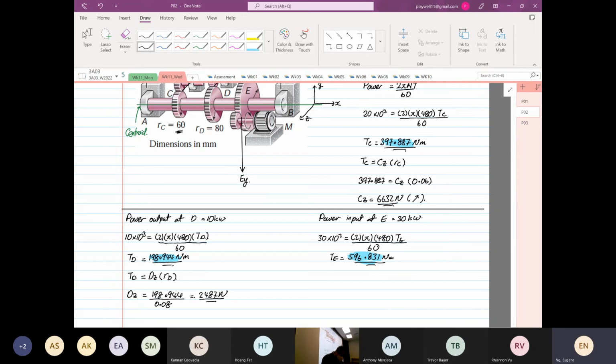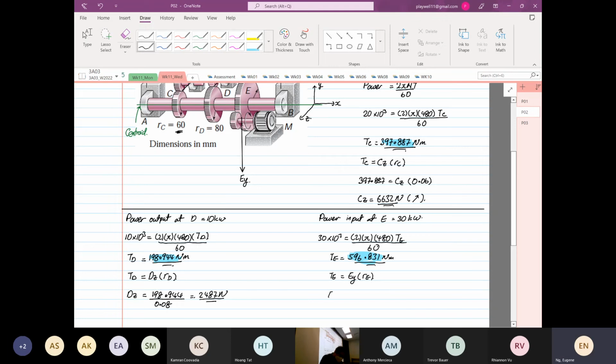So this is all. So P and C are the torque for the output. Okay. And E is for the input. Okay. Then finally, P at E, this is equal to EZ. No, sorry, EY multiplied by radius of E.